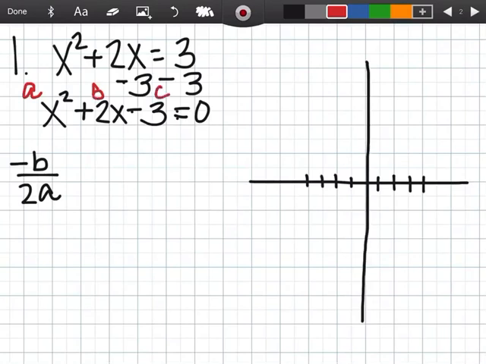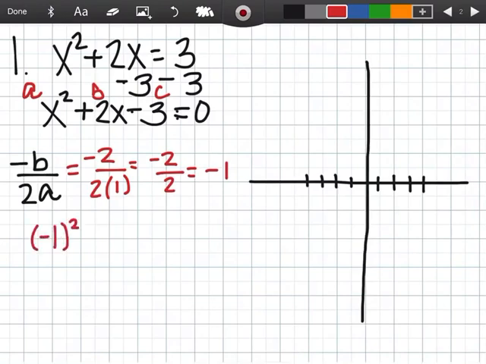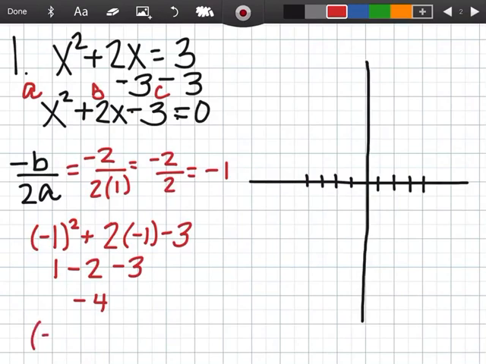So I'm going to be taking negative 2 over 2 times a, which is 1, which is negative 2 over 2, which is negative 1. So the x-coordinate of the vertex is negative 1. The y-coordinate is found when you plug in negative 1. So negative 1 squared plus 2 times negative 1 minus 3. Negative 1 squared is 1. 2 times negative 1 is a minus 2. Minus 3, so 1 minus 2 is negative 1, minus 3 is negative 4. So the vertex of this parabola is negative 1, negative 4.